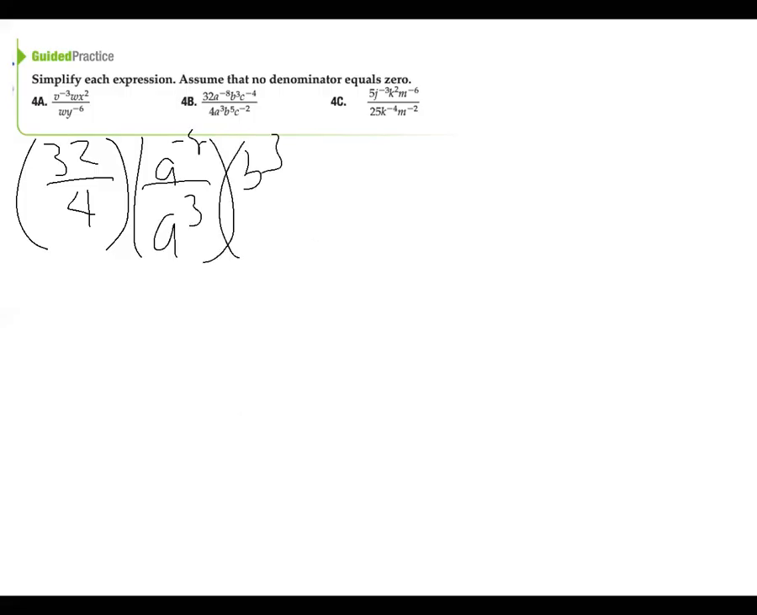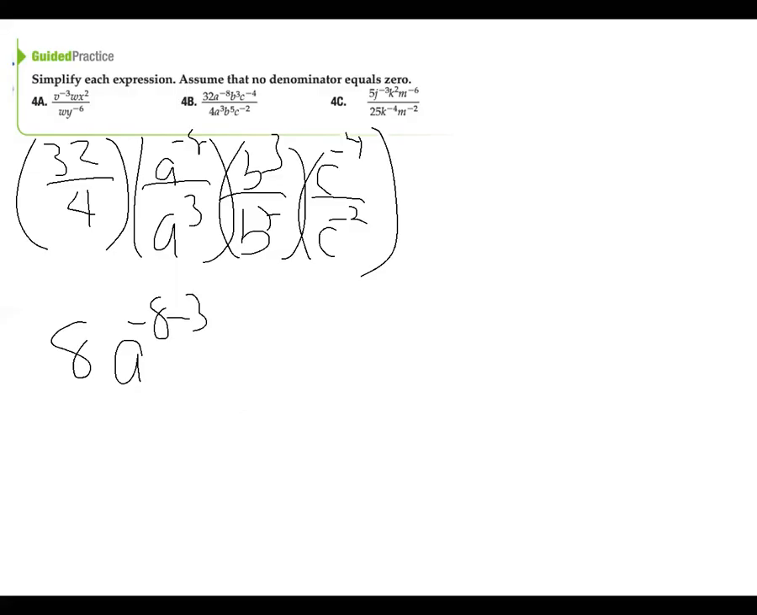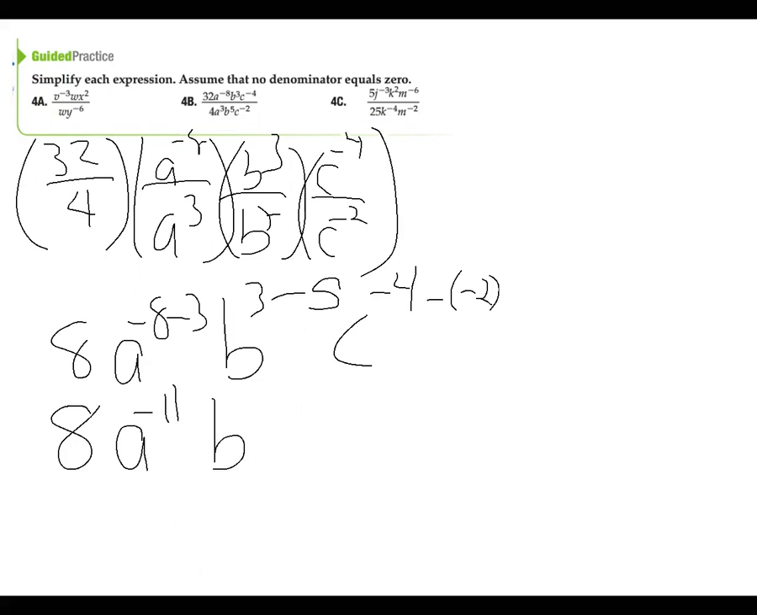Next one, got to group them. So 32 over 4, a to the negative 8 over a cubed, b to the third over b to the fifth, c to the negative 4 over c to the negative 2. 32 over 4 is just 8. So you have a to the negative 8 minus 3, b to the 3 minus 5, c to the negative 4 minus negative 2. So the 8, a to the negative 11, b to the negative 2, c to the negative 2.